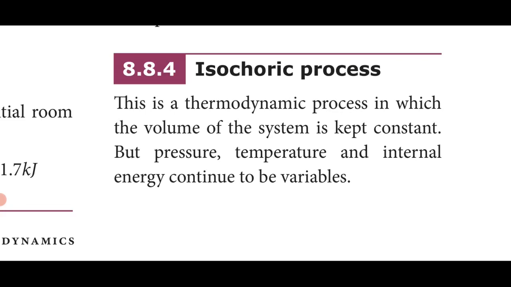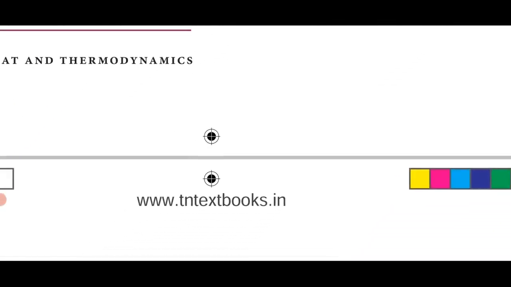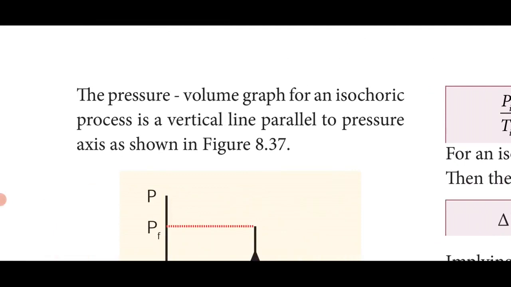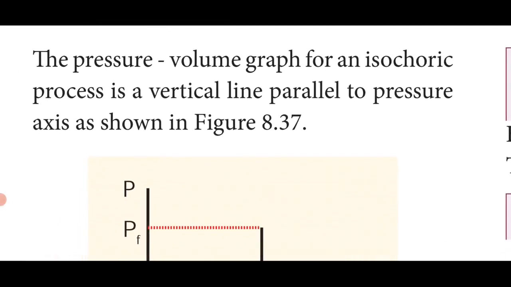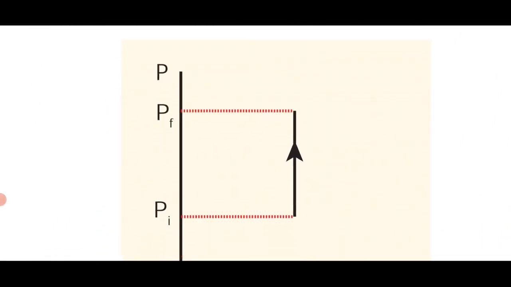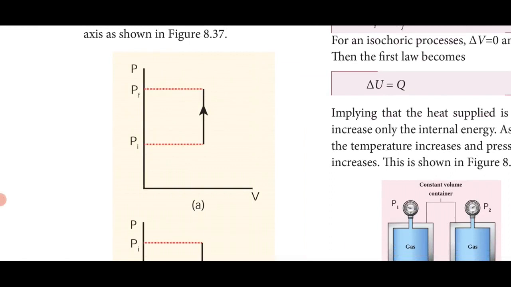If you are going for the isochoric, then the volume has to be a constant, but pressure, temperature and the internal energy are changing, so they are variables. The pressure-volume graph for an isochoric process is a vertical line. See here how we get the PV diagram: because the volume is a constant, we get a vertical line.